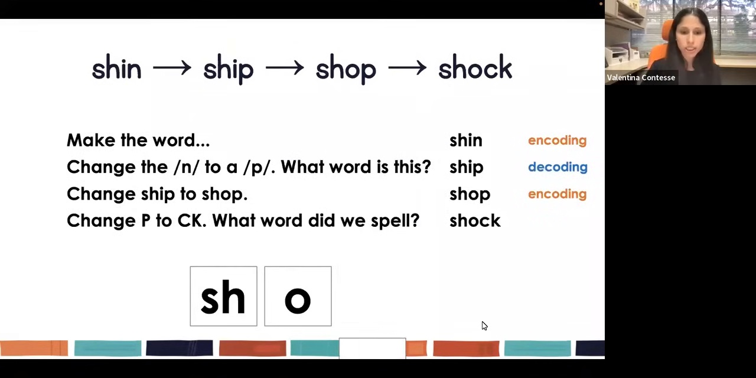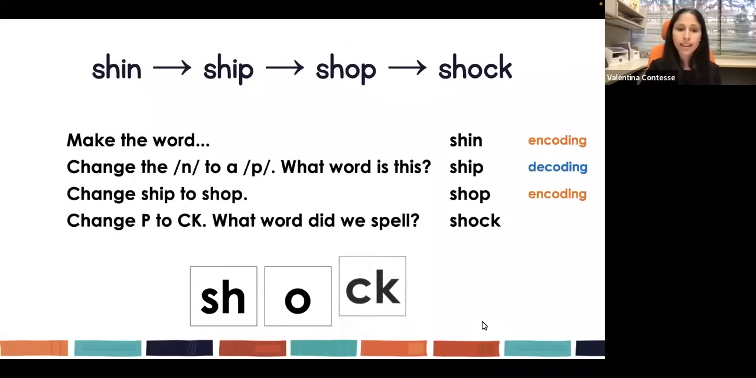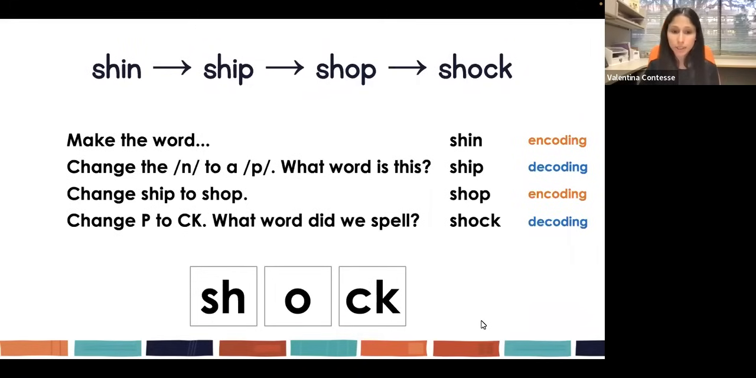So they do that, they change the P to a CK. And the teacher says, what word did we spell? And the students read this new word, shock. So they're practicing decoding. Something to point out is for a change like shop to shock, I chose to say change P to CK instead of saying change the P to a K, because what we know about the sound /k/ is that it has multiple spellings.